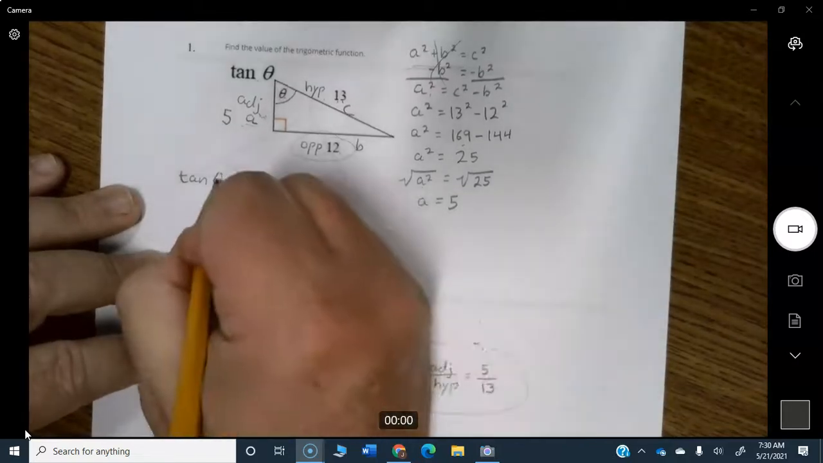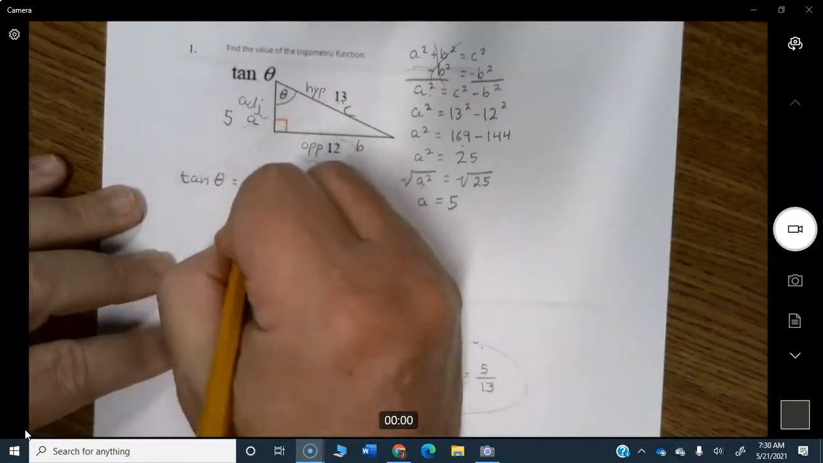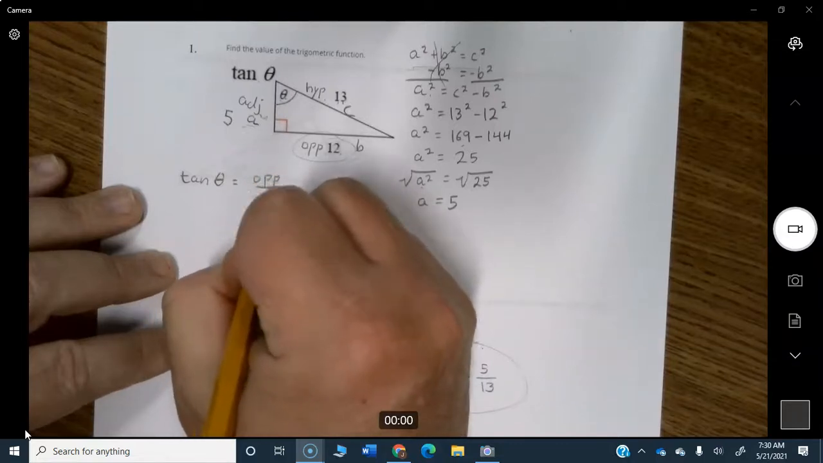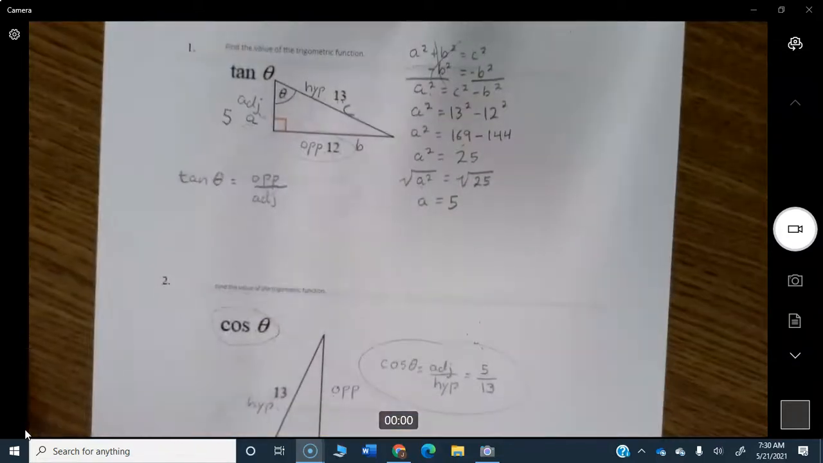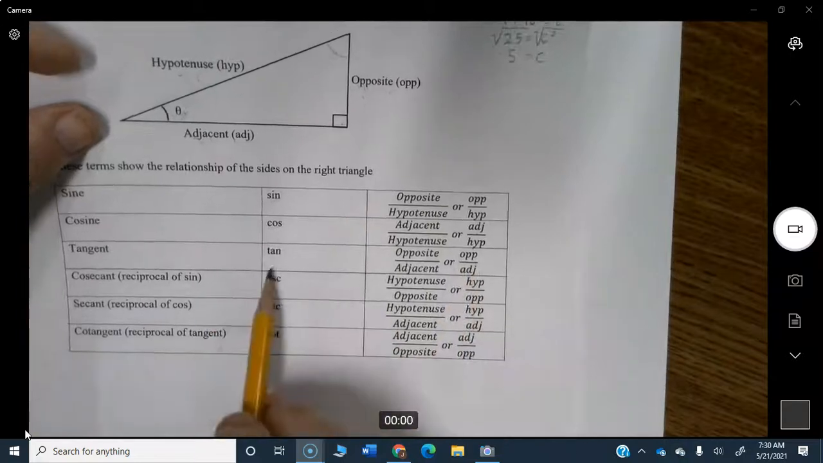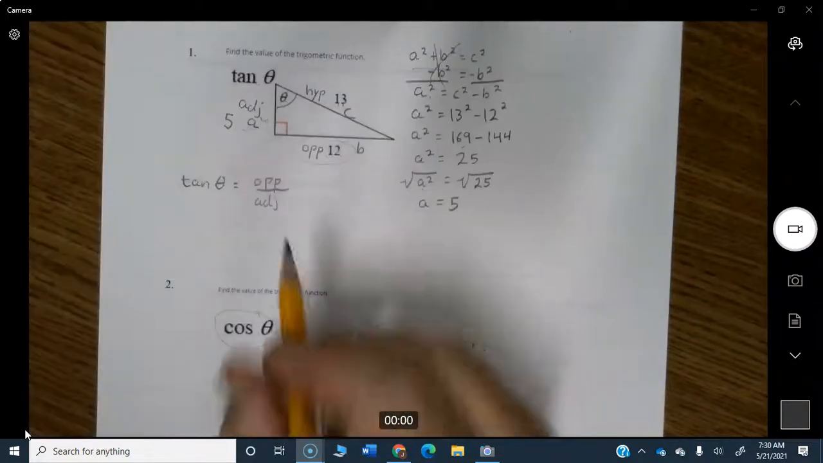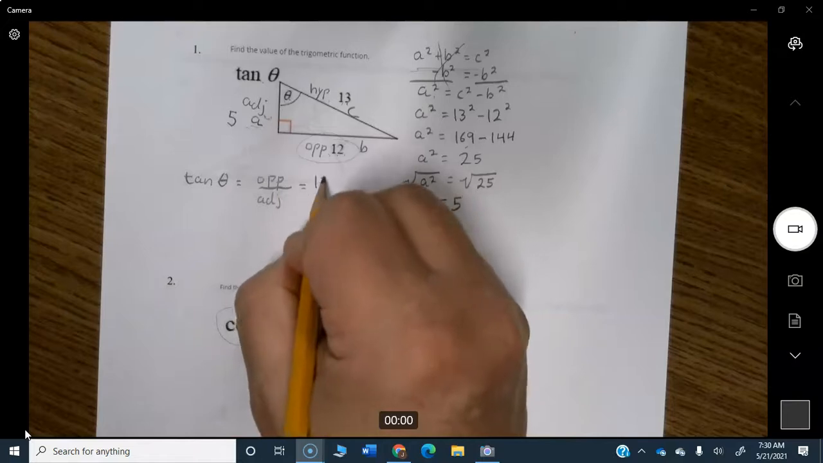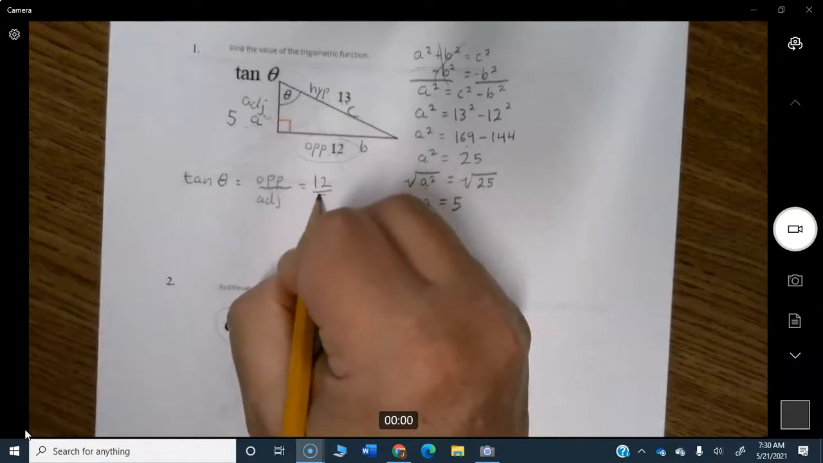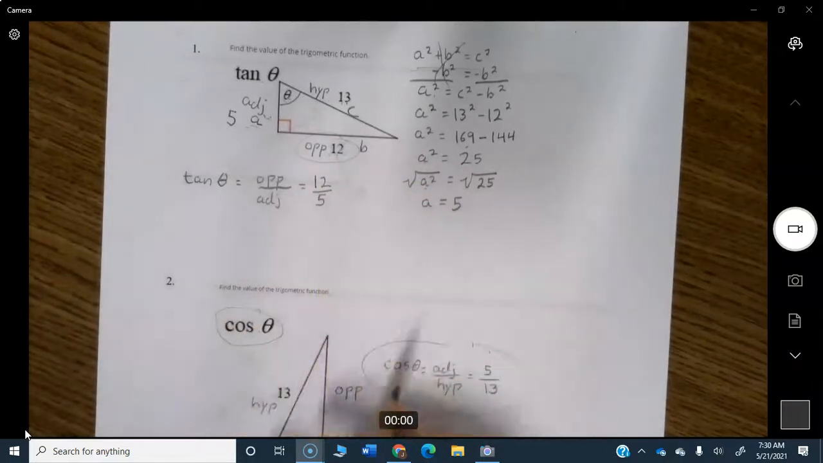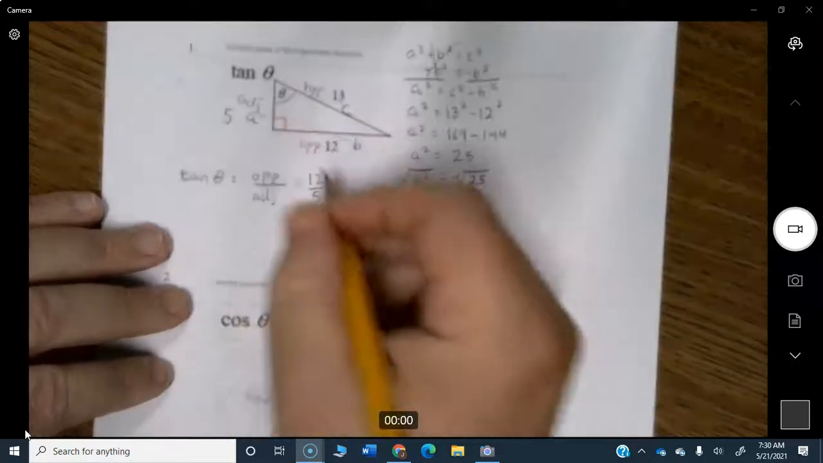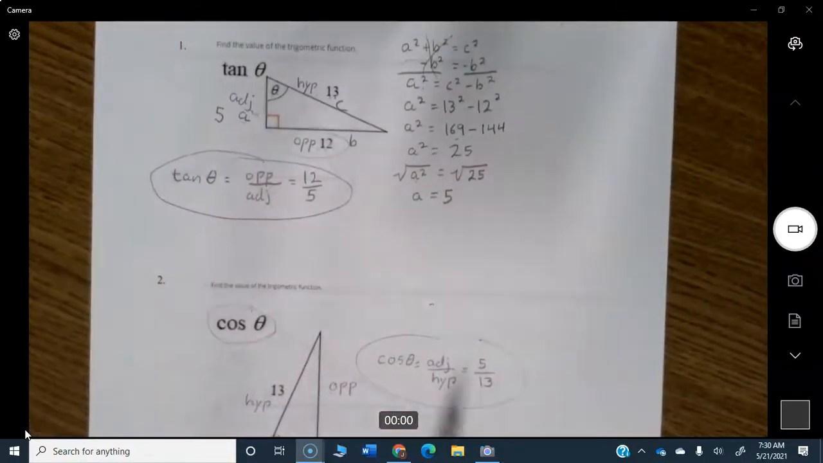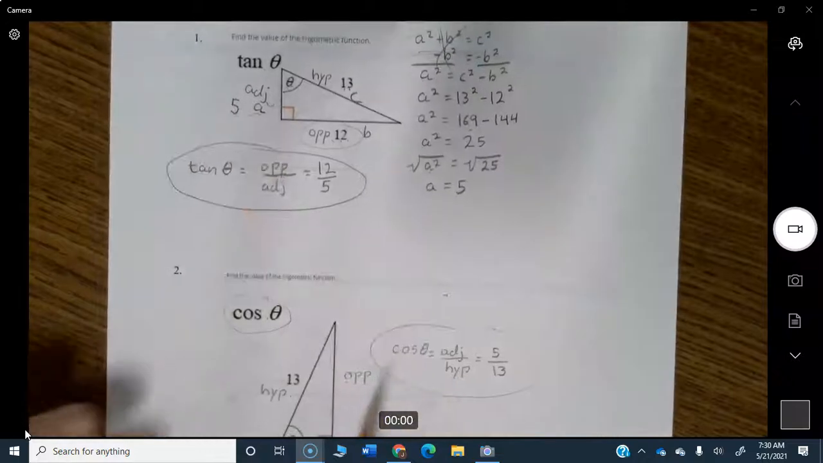So this is going to be tangent of theta equals opposite over adjacent. Again, you just got that from right here. Tangent, opposite over adjacent. And so the opposite is 12 and the adjacent is 5. So we just write 12 over 5. And you don't have to convert that to a mixed fraction. That's really the answer right there. So this one was one more step than this one down below.